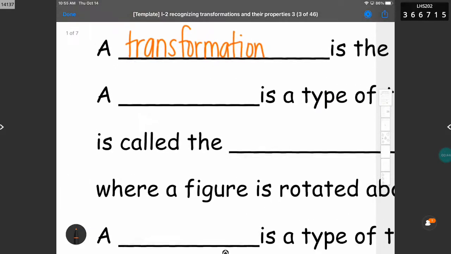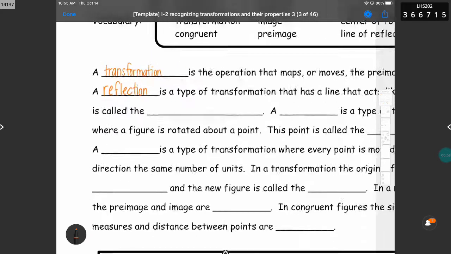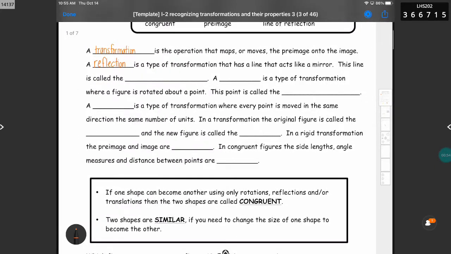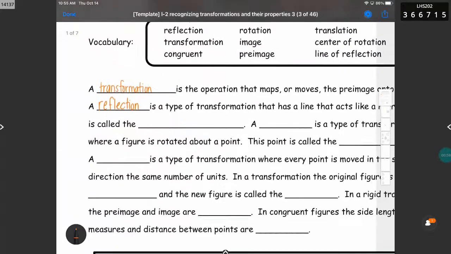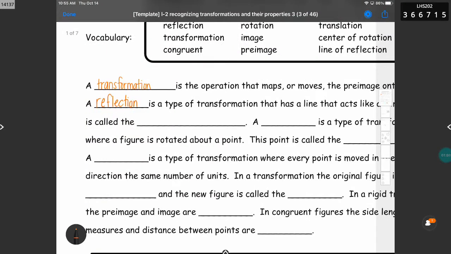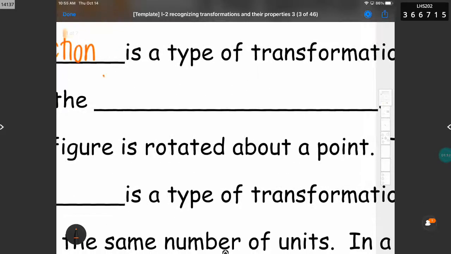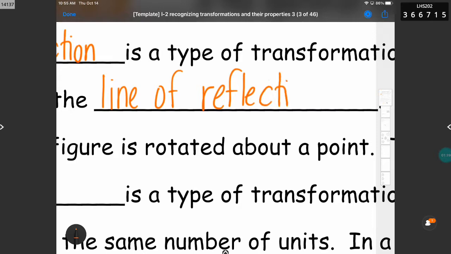A reflection is a type of transformation that has a line that acts like a mirror. This line is called the, who remembers that from yesterday? It doesn't always have to be the y-axis. Sometimes it can be the x-axis, but what is it called? Line of reflection. That is what that x or y axis is called when it is the line that is reflected over.